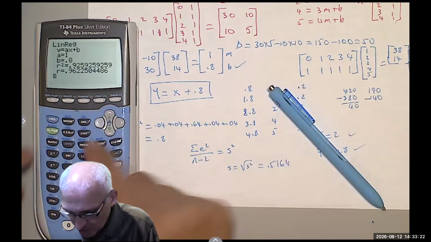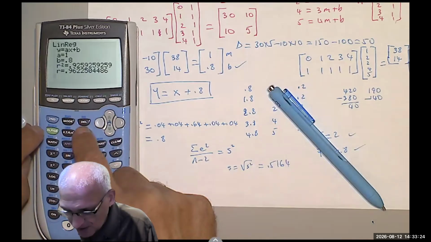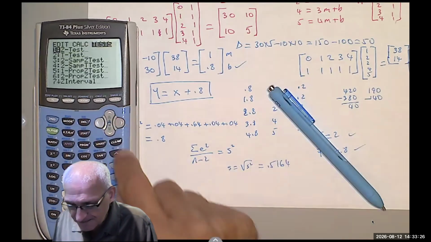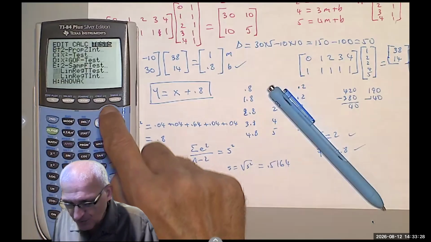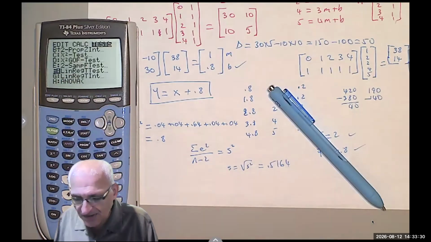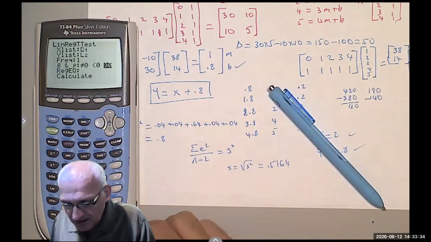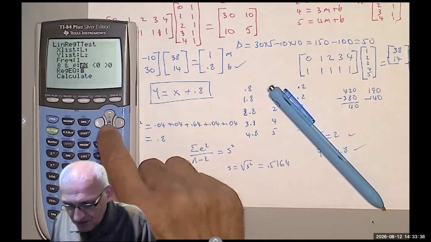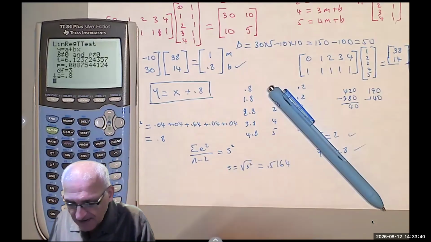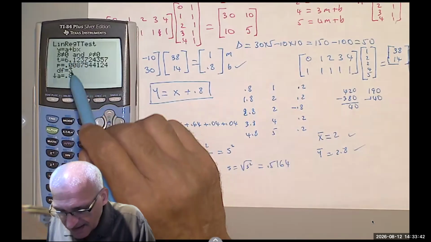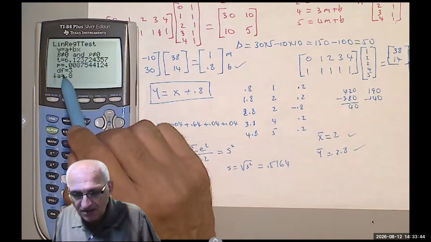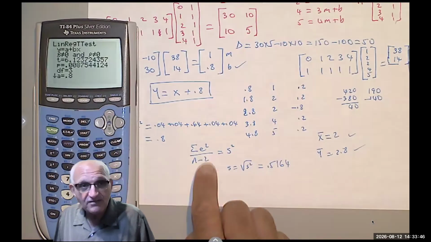In fact, that's not what I wanted to do. I wanted to go to tests, and something you're not going to worry about, but I'm going to go to the linear regression t-test, and let's look at what we get. Okay, let's go to calculate. Forget about that. We are not going to worry about it. Calculate. I still get degrees of freedom. It's called 3. That's why I divide by 3.